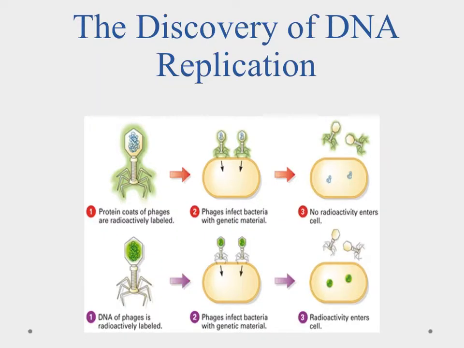Okay, so when we talk about the discovery of DNA replication, what we're talking about is the Hershey-Chase experiment. And what Hershey and Chase did is they found these bacteria cells and they infected them with a virus called a bacteriophage. And these viruses would then create a change in the cell or in the process of the bacteria. So we knew that there was some genetic information being transferred.